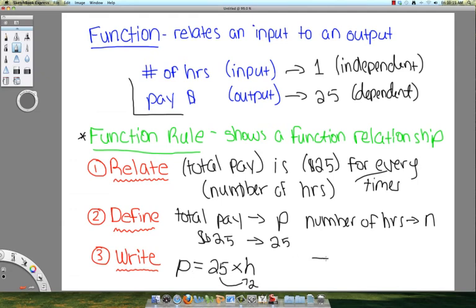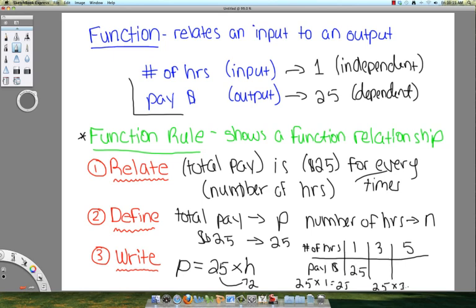Now we can also write a little chart. I'll do it right over here. You're going to need to do this in class, so just pay attention. We're just about finished. Pay in money. And let's do it for 1 hour, 3 hours, and 5 hours, okay? A little chart. So if you work 1 hour, 25 times 1 equals 25. We knew that. If you work 3, let's do the math. Use your calculator. 25 times 3 equals 75. So your pay is going to be $75. If you work 5, do it on your calculator, 25 times 5. You're going to make $125 working.